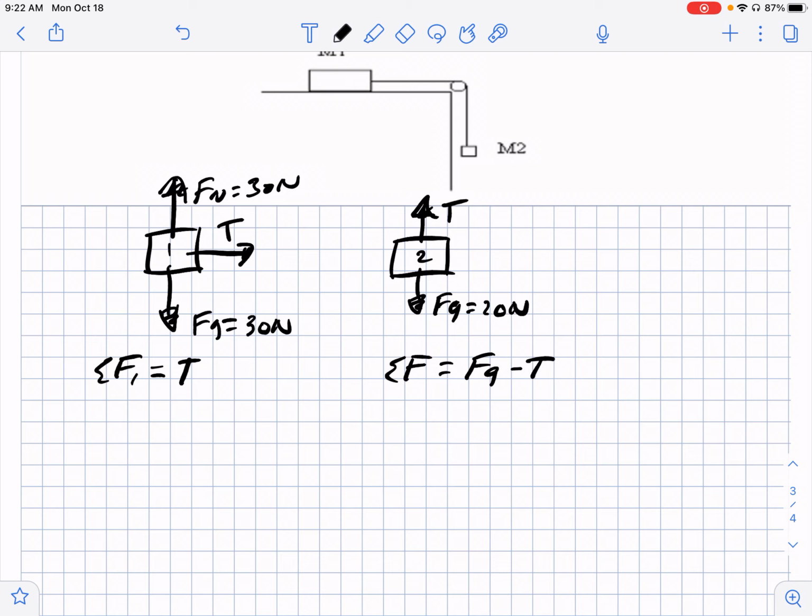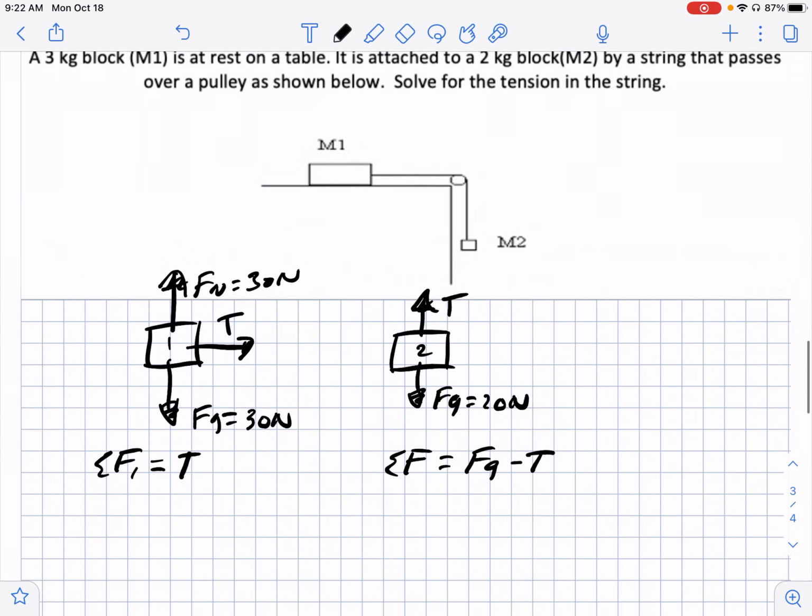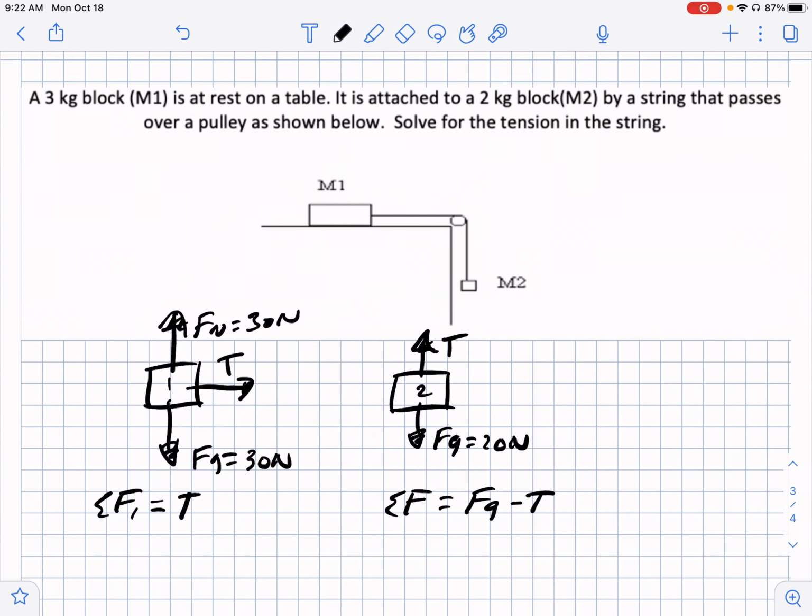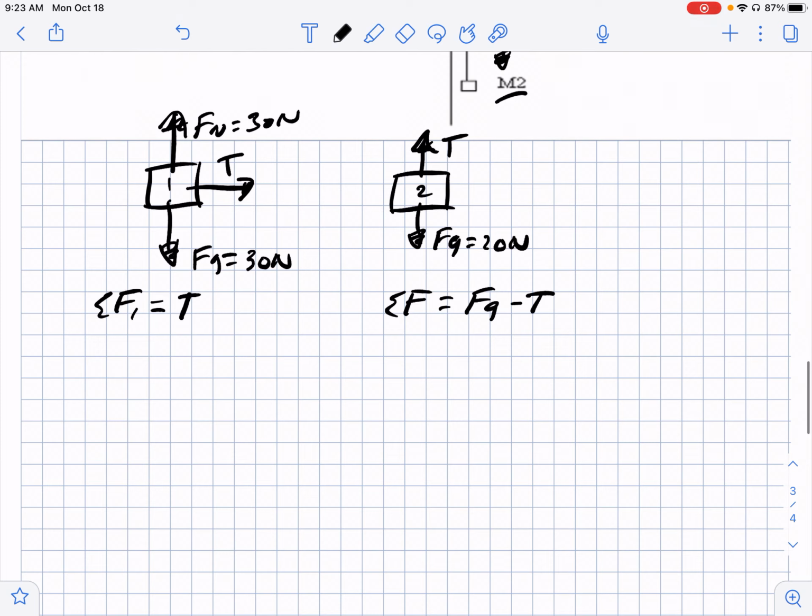tension. So you might be wondering, why did we do Fg minus tension instead of tension minus Fg? So when we have a situation like this, what we do is we call this our positive x direction, and then we'll call this our positive x direction. So our string is basically representing our x direction. Okay, so we're just going to shift our x and y for this M2 block. And so now, by doing that, we can actually create our system of equations here for this system.